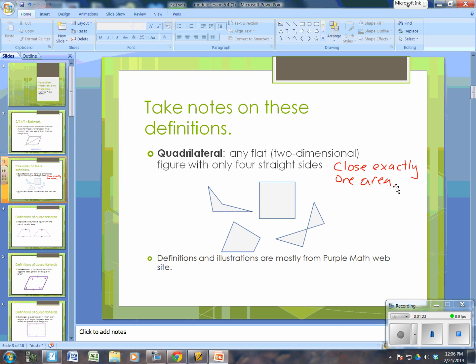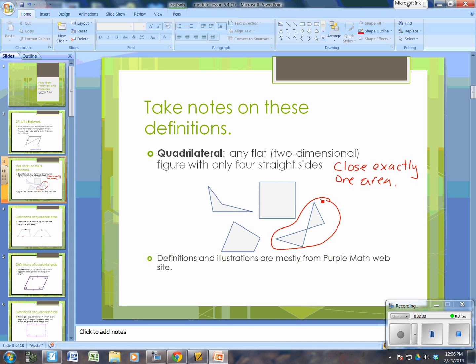Now, by this definition, one of these is not a quadrilateral. Raise your hand when you know which one of these figures is not a quadrilateral. Okay, Faith, which one? An hourglass. The one that looks like an hourglass. You're talking about this one right here, right? Yeah, that one encloses 2 areas, and even though it has 4 straight sides, it's not a quadrilateral.